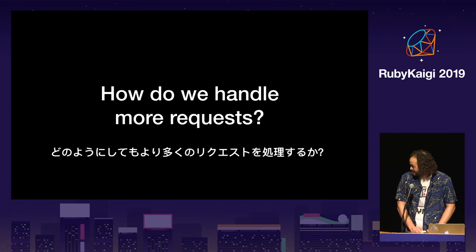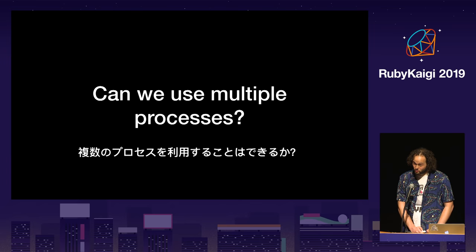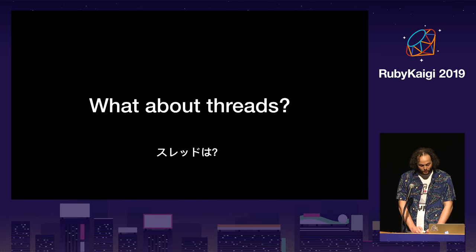How do we handle more requests? Obviously, interpreter performance is important, but it's not the biggest source of latency in many cases, especially web applications. Can we use multiple processors? Absolutely. The operating system will schedule processes efficiently on multiple processors to maximize hardware parallelism and concurrency. What about threads? Like processors, they allow for parallelism and concurrency. However, because threads operate in the same address space, they can cause data corruption if not used carefully.